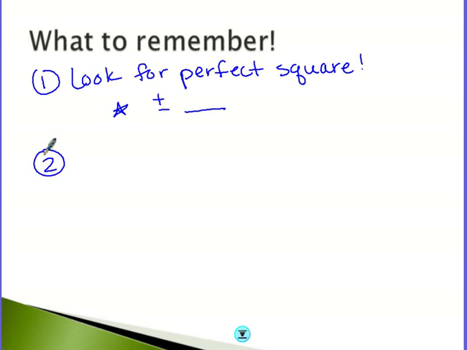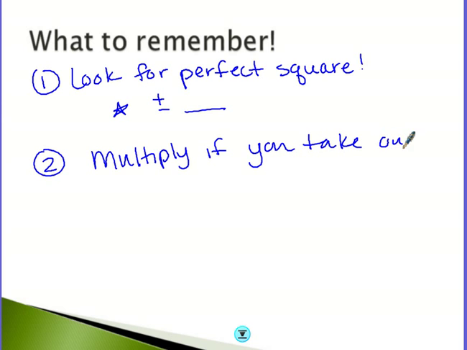The second thing, the biggest thing kids forget, is you need to multiply if you take out more than one buddy. So remember what I mean by that. You can go ahead and write that down, and I'll explain what that means. If you're taking out more than one thing, like there's a group of 2s and a group of 5s, awesome. Then 2 times 5, you would take out 10. Okay, you have to multiply those two things when you put them on the outside.